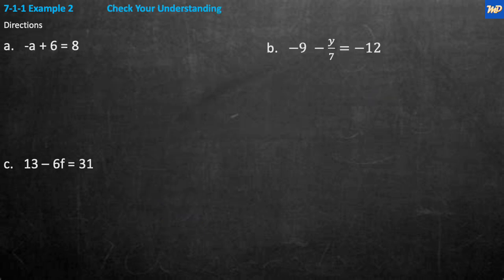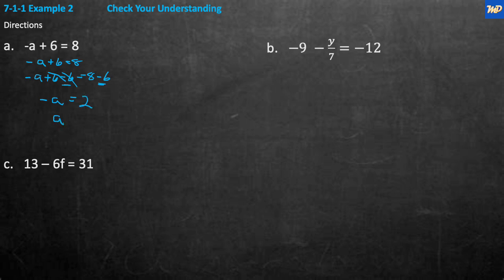Now let's check our understanding doing some of these negative values here. So we start off with negative a plus 6 equals 8. So now we want to get rid of the 6, move it over to the other side. So we're going to have negative a plus 6 minus 6 is equal to 8 minus 6. Whatever we do to one side, we have to do it to the other side. So that action now cancels these 6's for us. So we're left with negative a is equal to 8 minus 6, which is 2.